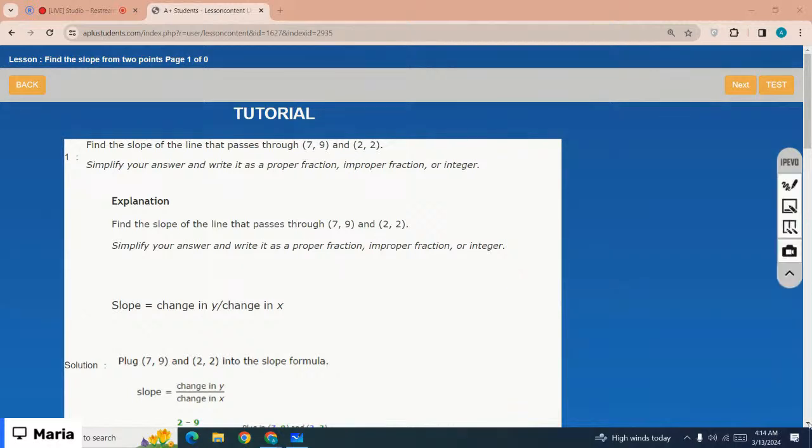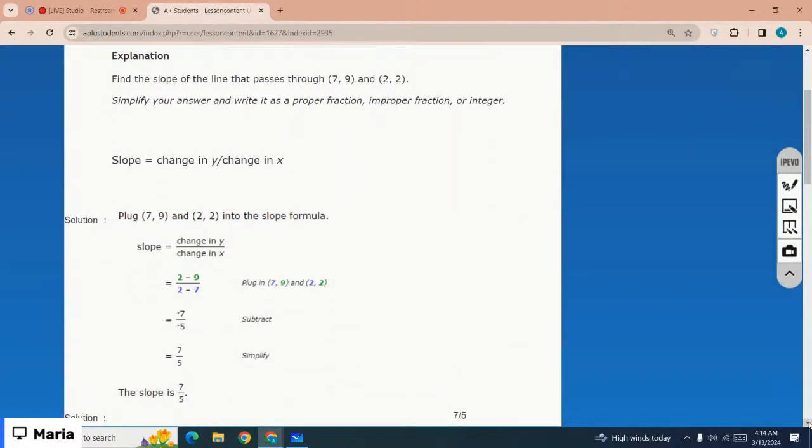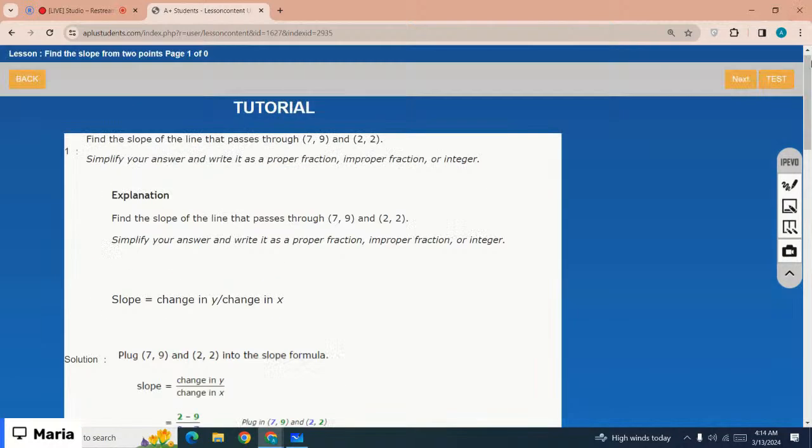The method is exactly the same, the formula is exactly the same. You just have to use the points and calculate the slope. Okay, let's just start with the test questions and let's see.